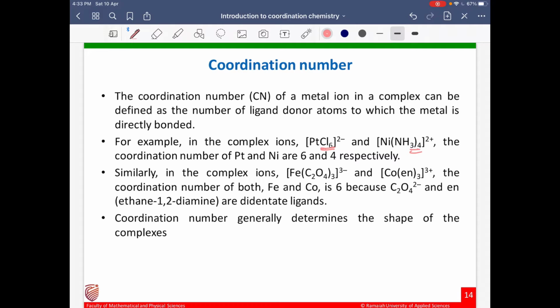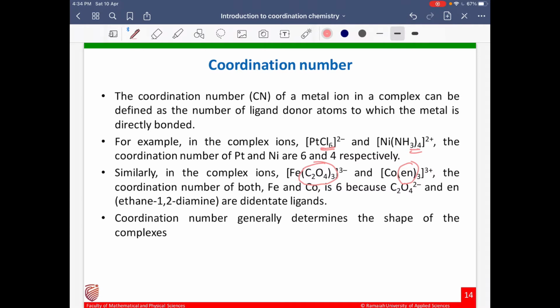Similarly, in the complex ions [Fe(C2O4)3]3- and [Co(en)3]3+, the coordination number of both Fe and Co is 6. Here we can see that there are only 3 ligands, but these ligands are bidentate ligands. So 2 into 3, 6. Here also, ethylenediamine is a bidentate ligand. So 3 ethylenediamine means 3 into 2, and 6 is the coordination number.